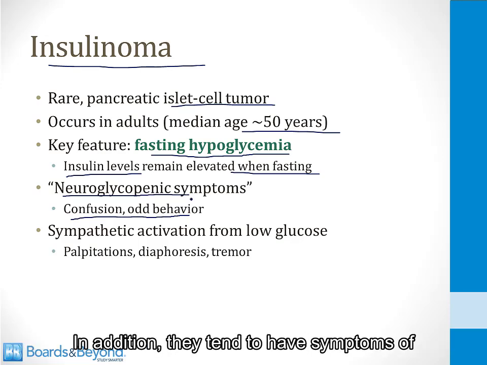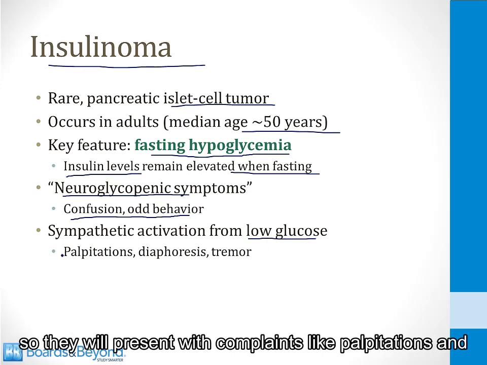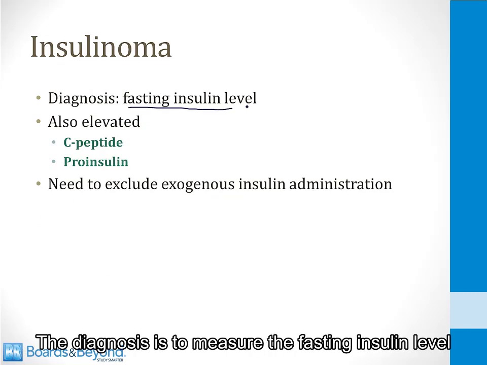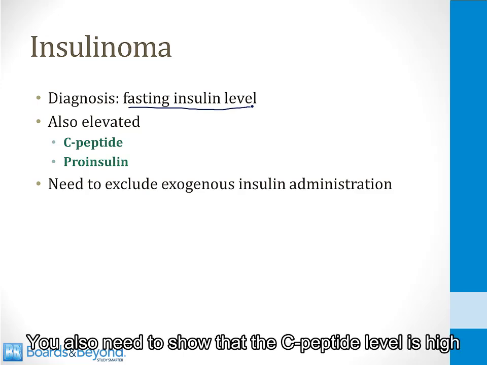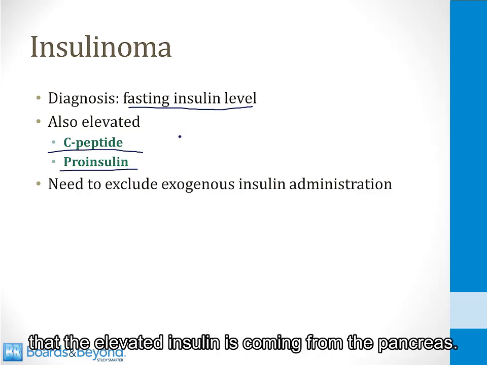In addition, they tend to have symptoms of sympathetic nervous system activation from low glucose, so they will present with complaints like palpitations and diaphoresis and tremor. The diagnosis is to measure the fasting insulin level and show that it's high. You also need to show that the C-peptide level is high and the proinsulin level is high to prove that the elevated insulin is coming from the pancreas.